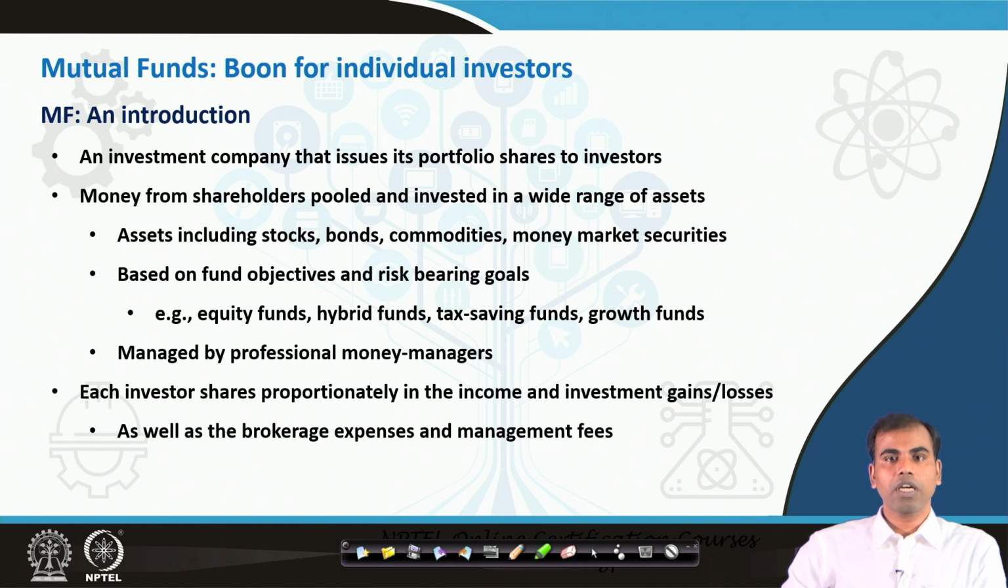Now, the investment objective can depend on the type of customers or the type of investor that the fund targets. For example, mutual funds can be completely focusing on equity, or they can be totally investing in bonds or fixed income securities. There can be hybrid funds, which means that they can invest in both equity and fixed income. There could be tax saving funds, where they will be investing the pooled money in tax saving instruments such as government bonds and so on.